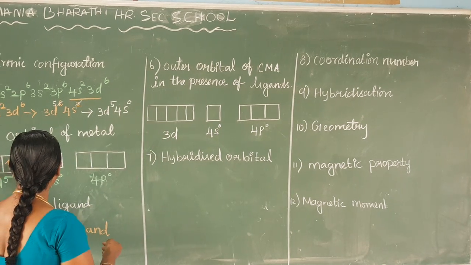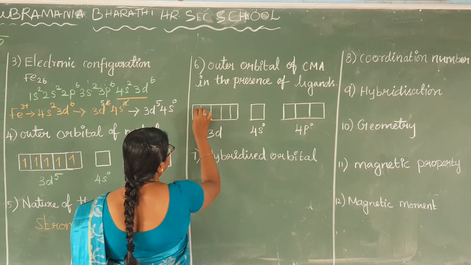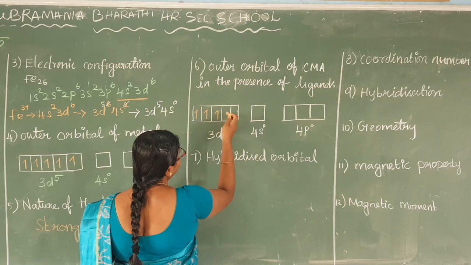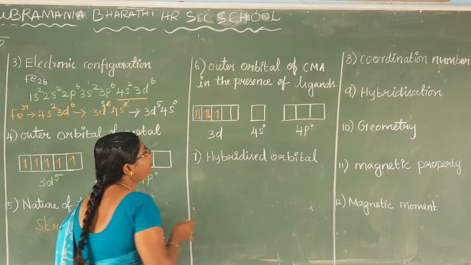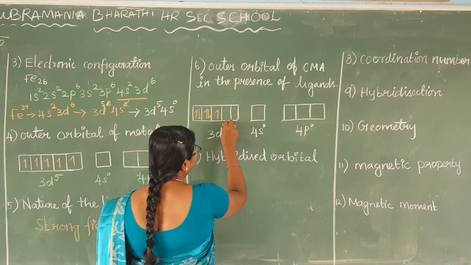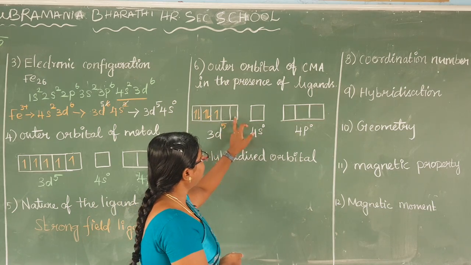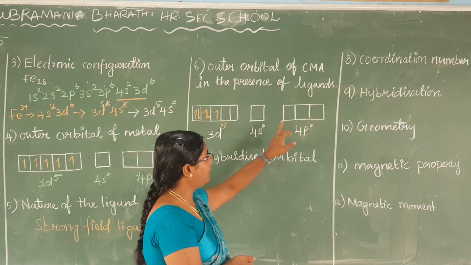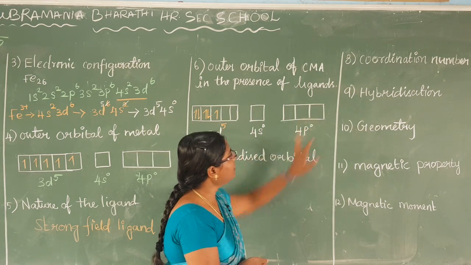These two electrons will go to the first two degeneracy sets. Already we are having 5 electrons, so these 2 electrons will come and pair here. In this way I can get the electrons. This is 3d5. The remaining, how many degeneracy sets am I having empty? 1, 2, 3, 4, 5, 6.